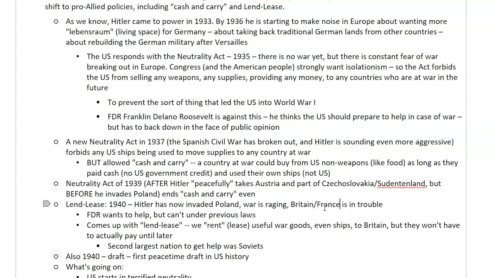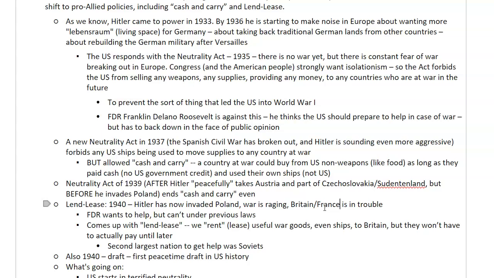The second largest nation to get help, by the way, was the Soviets. The Soviet Union was also, by this time, fighting with Hitler, or would be shortly. Really it's more toward 1941 that you get that. And it was badly in need of supplies. So Britain is number one, and the Soviets are number two.